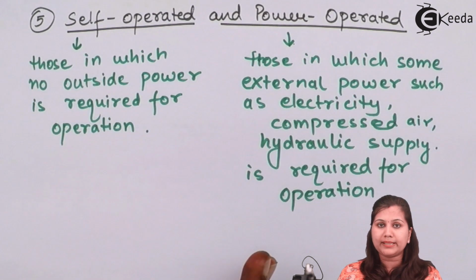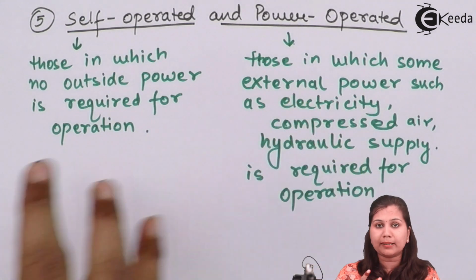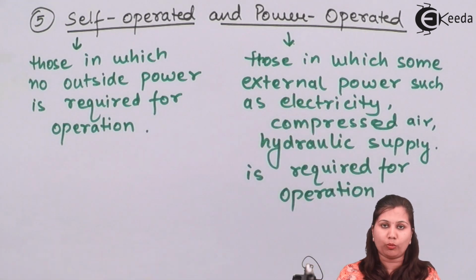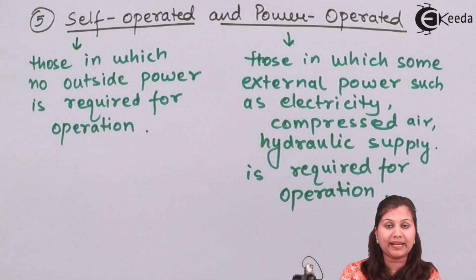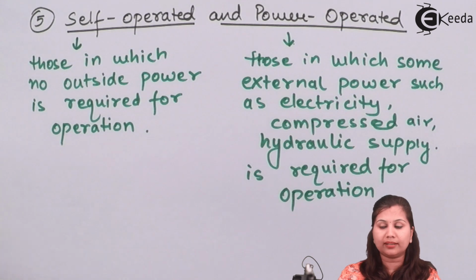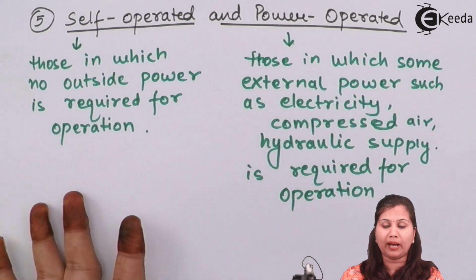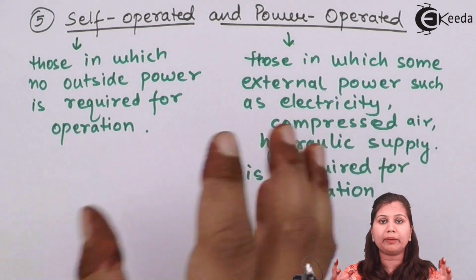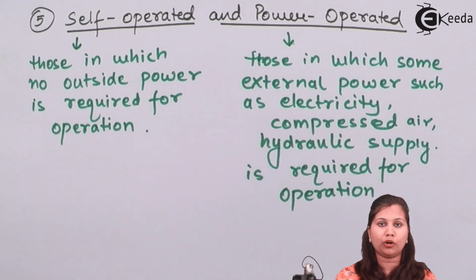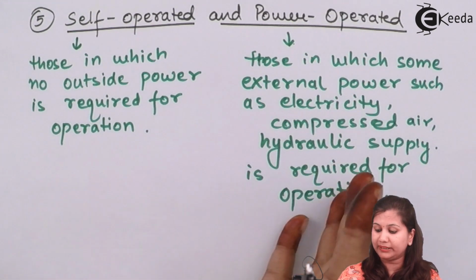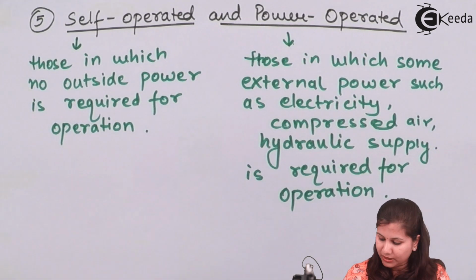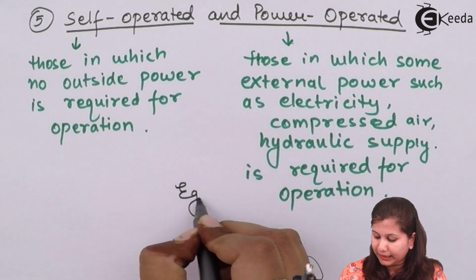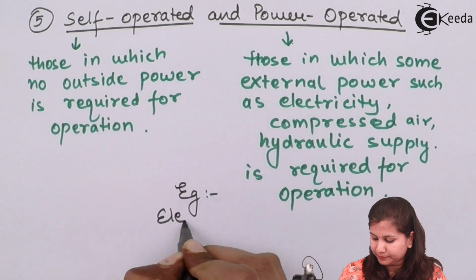Whereas in power operated instruments, some type of external power is required for the operation, like electricity, and also compressed air or hydraulic supply is required. So here some external power is required for the operation of the instrument. That is why they are called power operated instruments. Examples of such instruments are the electromechanical instruments.